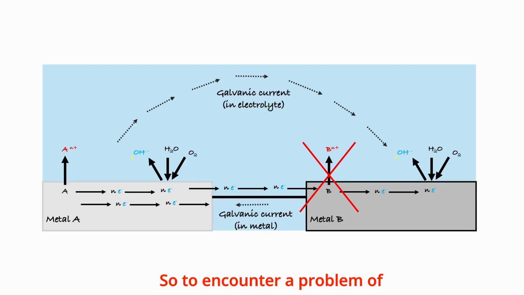So, to encounter a problem of galvanic corrosion, three essential conditions are required. Two different metals must have different oxidation tendencies, or practical nobilities. Additionally, there must be a continuous metal-to-metal electrical contact and also an electrical pathway in the environment to balance the galvanic current between the two metals. If even just one of these three conditions is absent, there is no risk of galvanic corrosion.